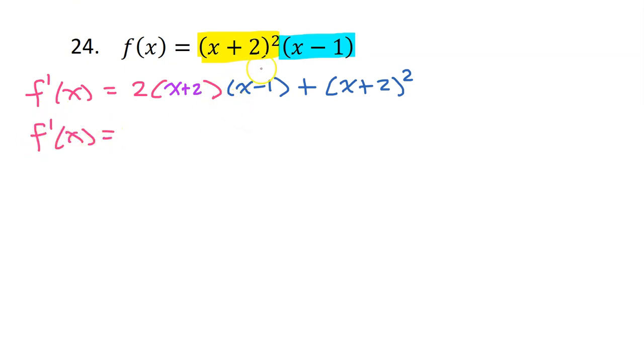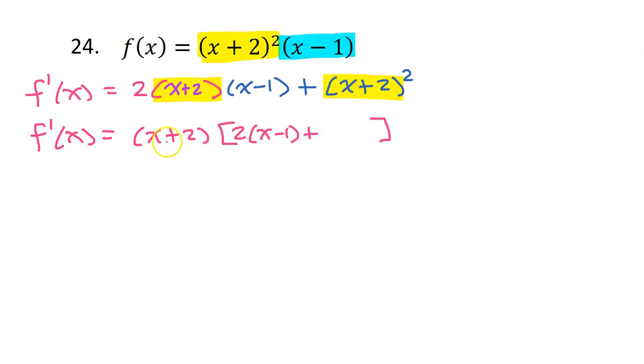Often when you do the chain rule, you're going to have certain factors repeat. In this case, notice that we have the x plus 2 here and here. So this is what we want to factor out. So we're going to put x plus 2 out in the front, and then let's figure out what will be left inside the parentheses. If we take away the x plus 2, the 2 is still there, and this x minus 1 is still here.